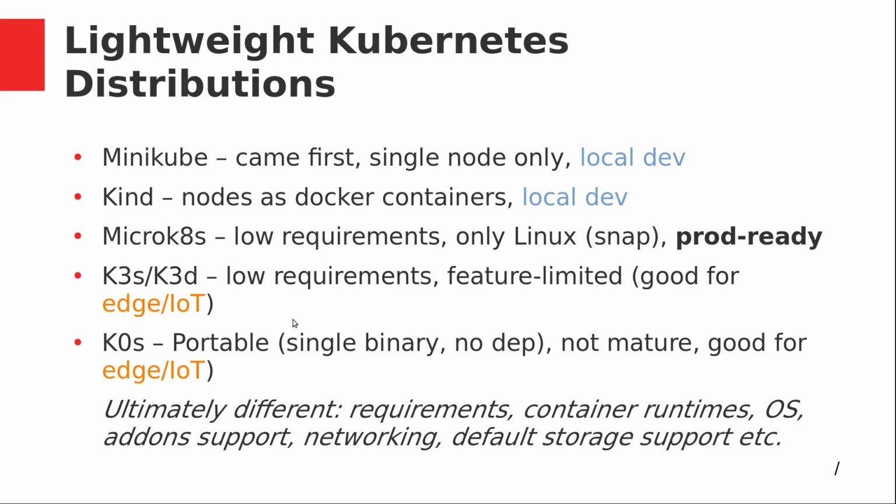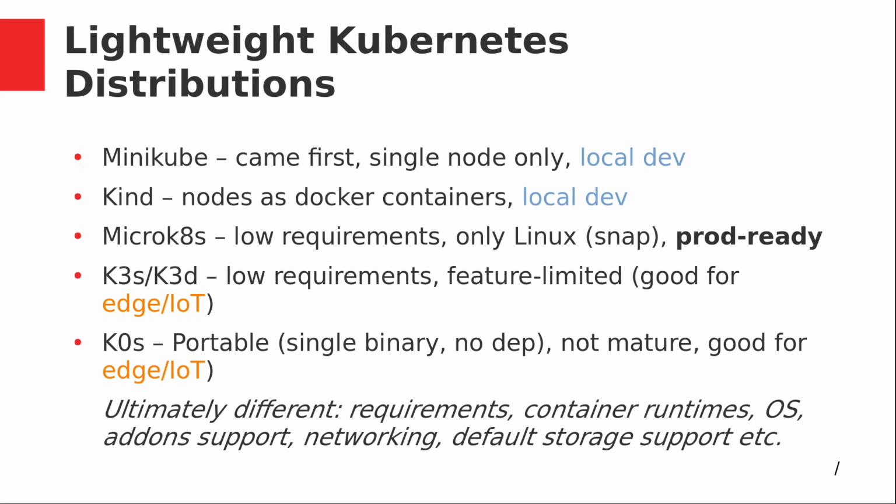Finally, we've got one that is quite different to all of those other ones. We've got K0s. This is portable. It's a single binary with no dependencies, and that makes it good for edge and IoT computing, as you could imagine, because of that. But because it's quite new, it's relatively not really mature, so that's just one of the downsides to it. So ultimately, they're all quite different.